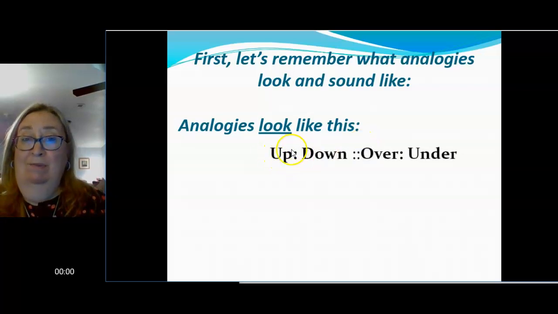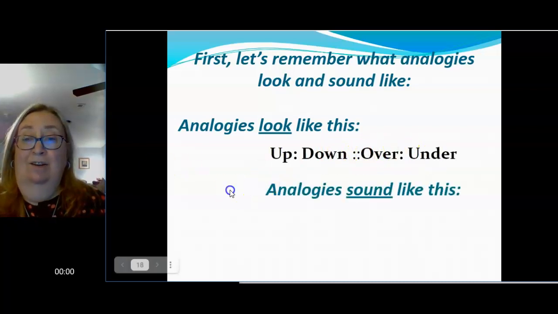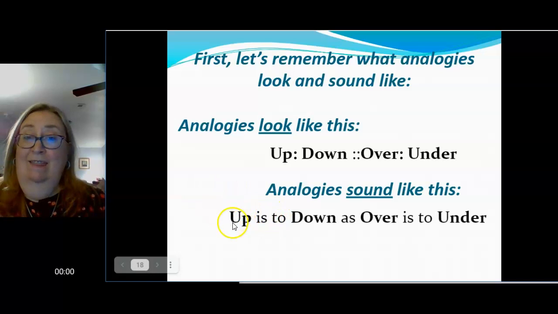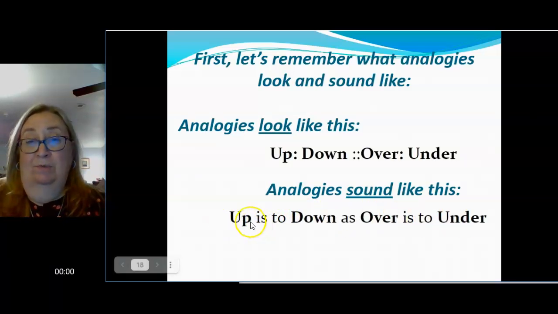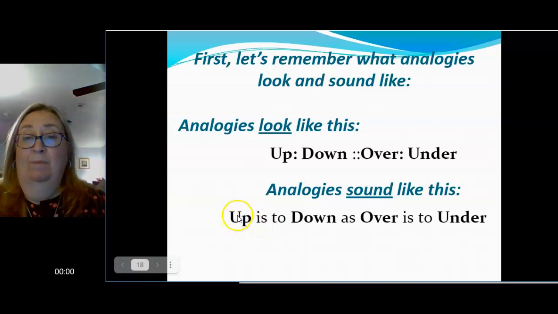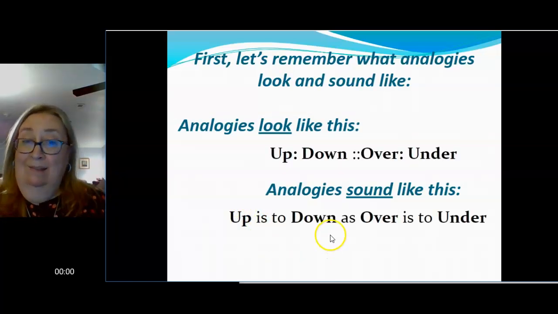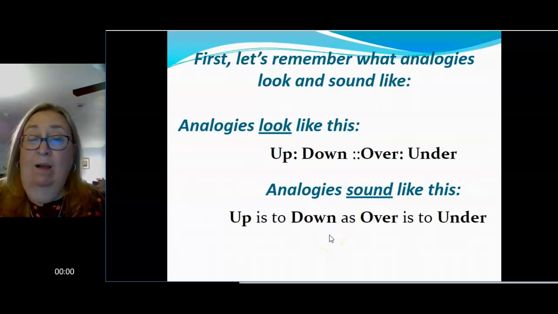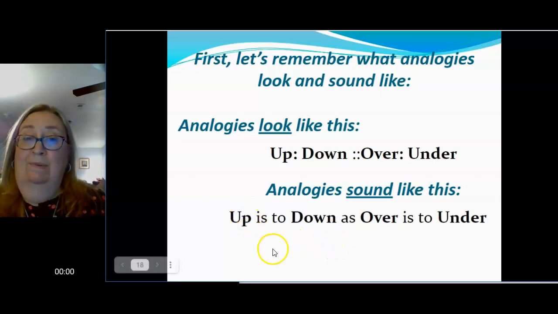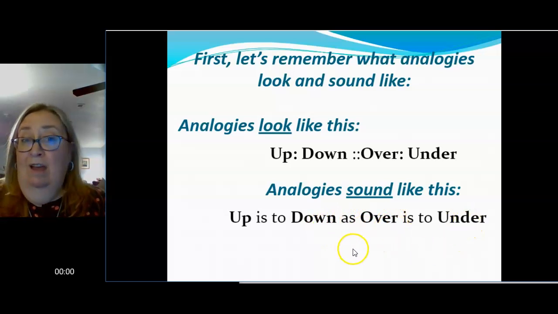So let's remember super quickly. Analogies look like this, written with the 1 colon between each pair and the 2 colons between the pairs of words. And they are said like this: up is to down as over is to under. Now, just as a review of our last lesson, what is the relationship between up and down? They're opposites. So up is the opposite of down, just as over is the opposite of under.